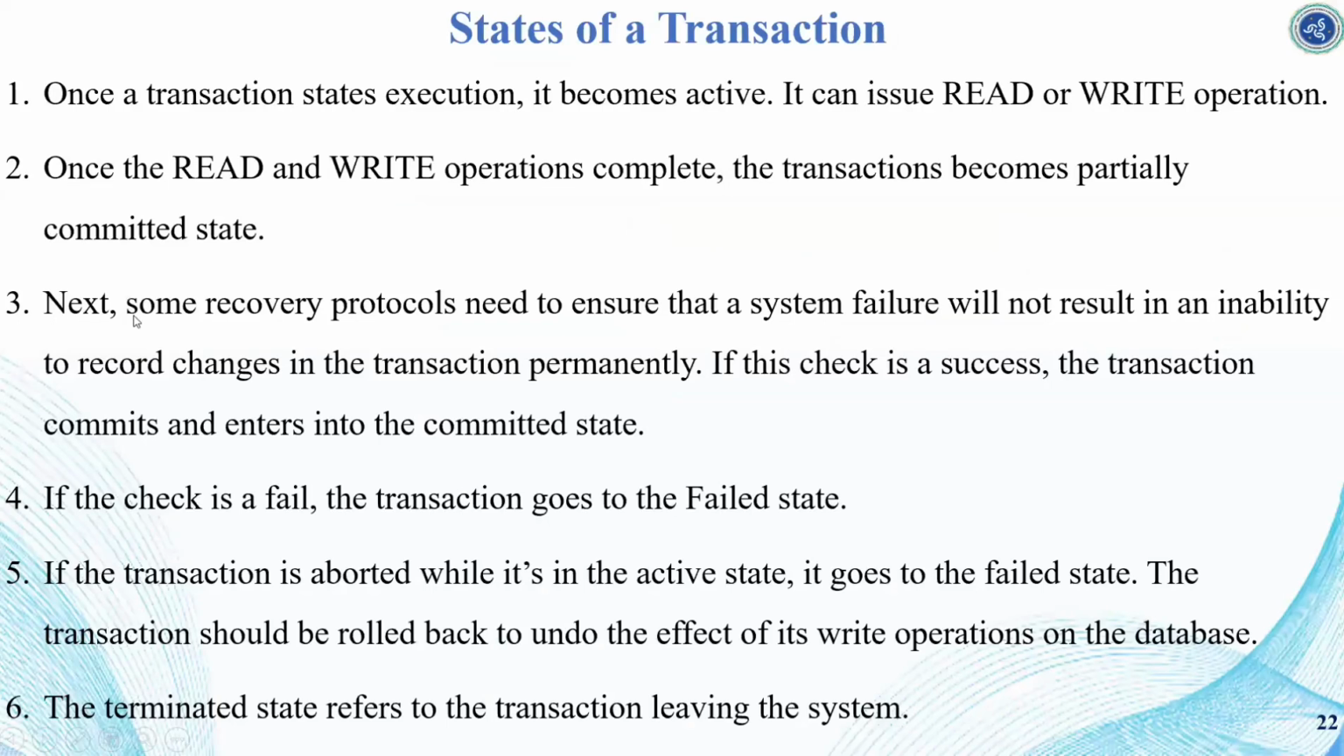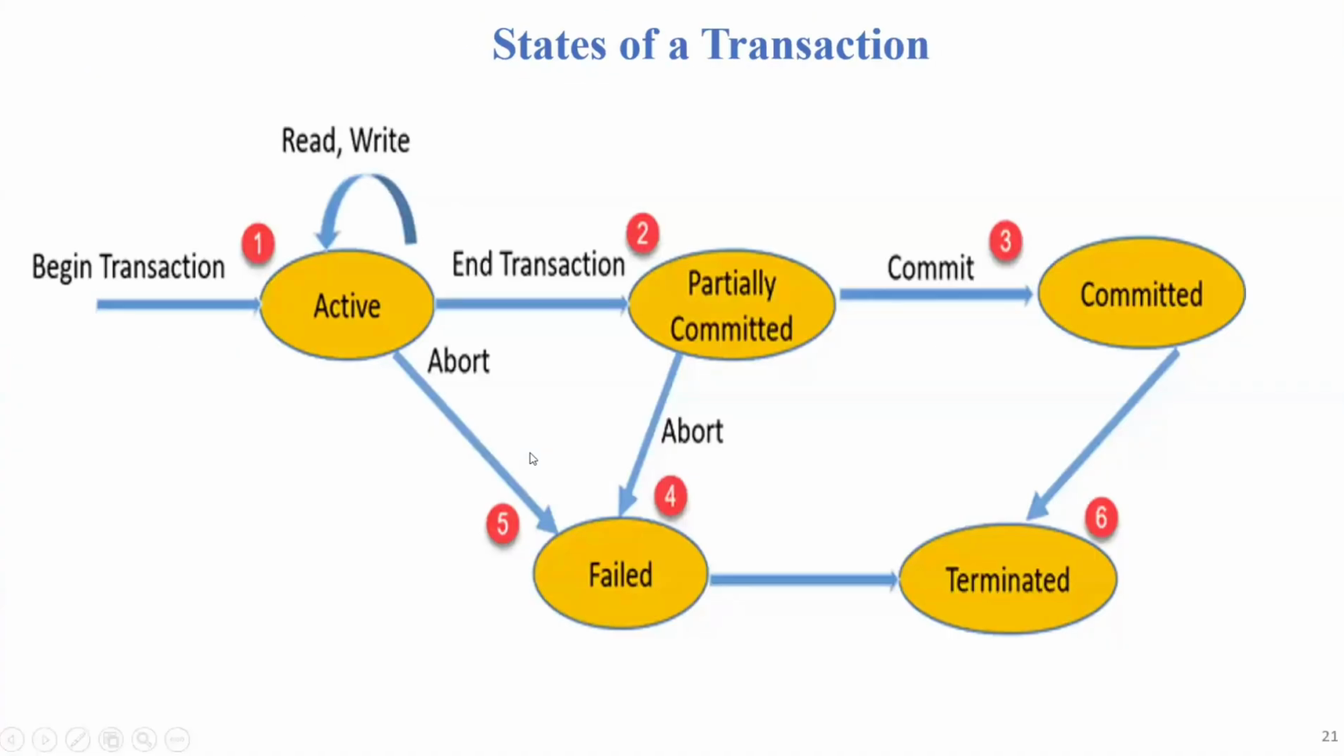Here next we have some recovery protocols to ensure, whether there is a system failure or not, that the changes made by the transaction can be made permanent in the record. A check happens there. If that particular check is a success, then it will move to the final committed state. If the check fails, then it will go to the failure state.